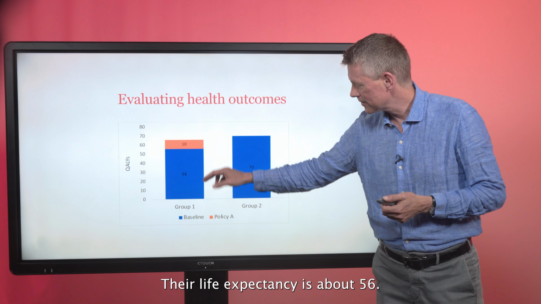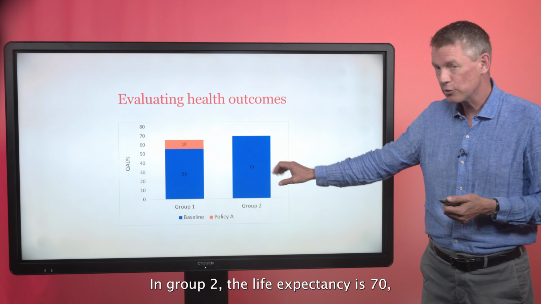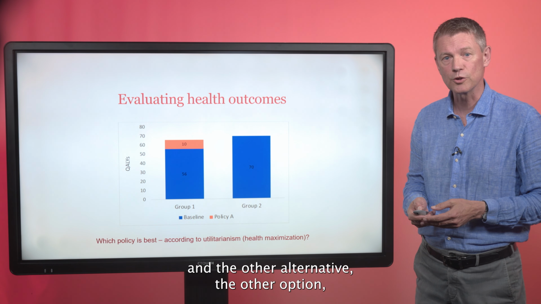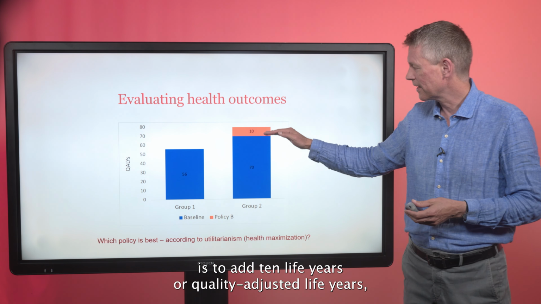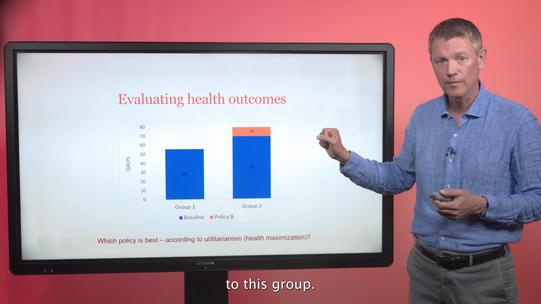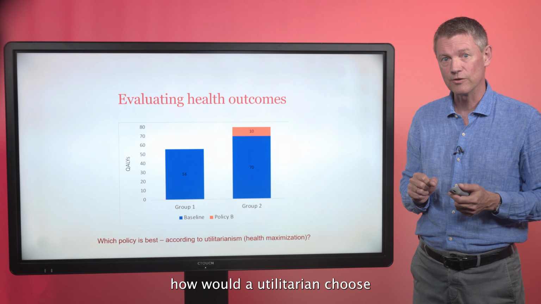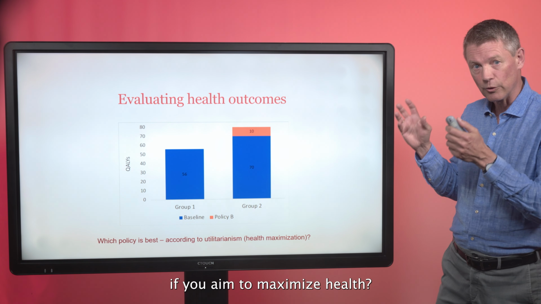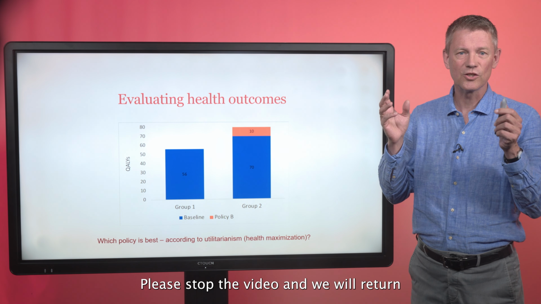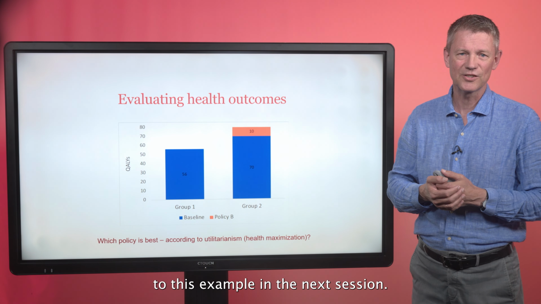Their life expectancy is about 56. In group 2, the life expectancy is 70, and the other option is to add 10 life years, or quality adjusted life years, to this group. My question to you is, how would a utilitarian choose if you aim to maximize health? I want you to think about this. Please stop the video and we will return to this example in the next session.